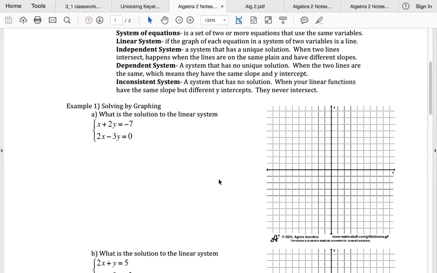Okay. And a dependent system is when they have the same slope and y-intercept. So exactly the same slope and exactly the same y-intercept. They have infinite solutions. Inconsistent is when they're parallel lines. All right? So they'll never intersect.